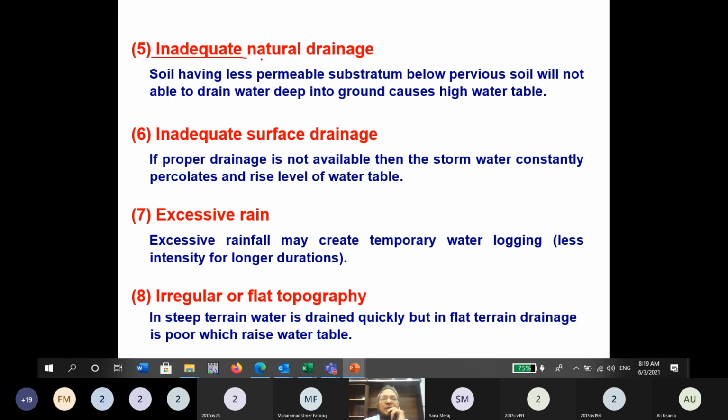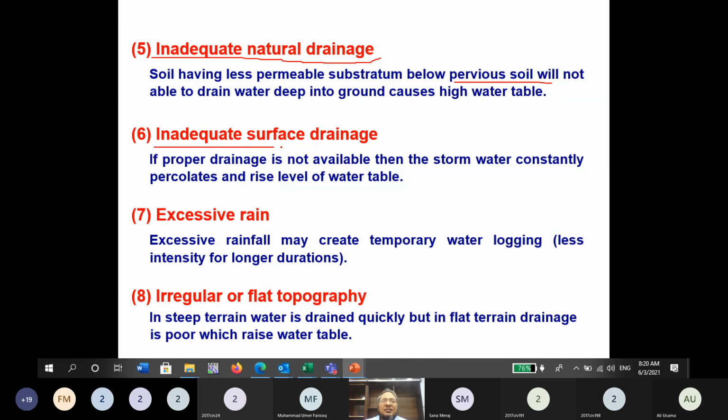The next is inadequate natural drainage. Natural drainage means, of course, both types of drainage. Particularly if the soil permeability is very low, then what happens? Of course, water cannot move quickly into the ground, and then it appears on the surface. That causes waterlogging. On the other hand, if the soil is very pervious, then the water can go down into the ground and cause a high water table.